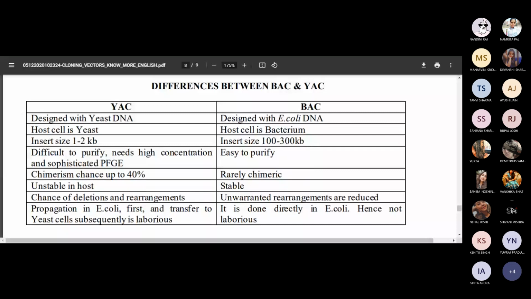So with that, the three components of your module 3 are done. Now the last part is the expression vector. Some of the expression vectors we already talked about, but in detail we will talk in our next lecture. So with that, I am concluding my talk now.